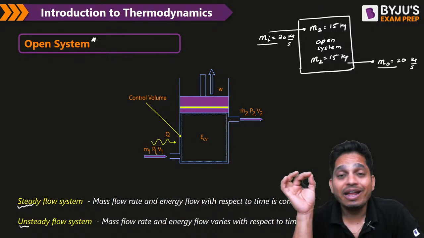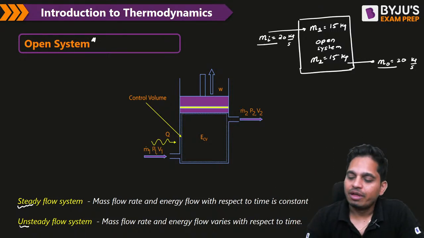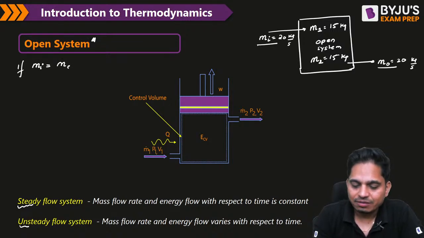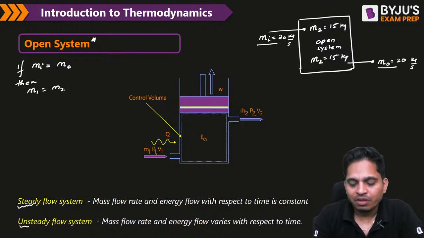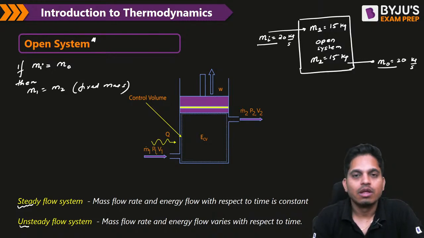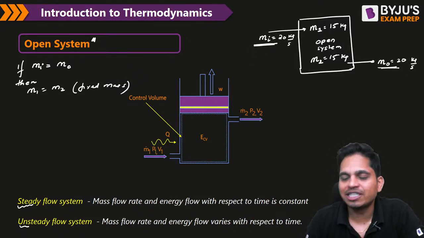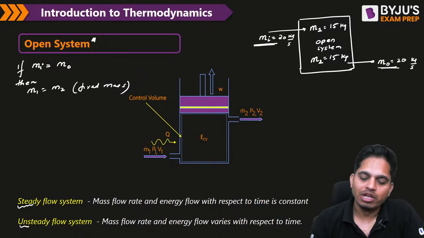So as you can very clearly see, if mass in is equal to mass exit, then M1 is equal to M2. That means mass will not change, fixed mass. And that is called a steady flow. Steady means whatever mass is coming, same mass is going out. Steady flow. So this is basically the definition of steady flow.